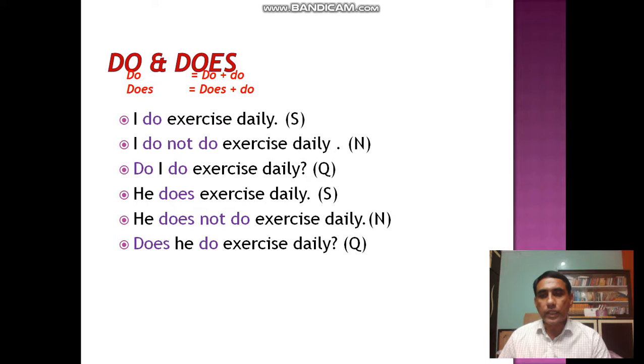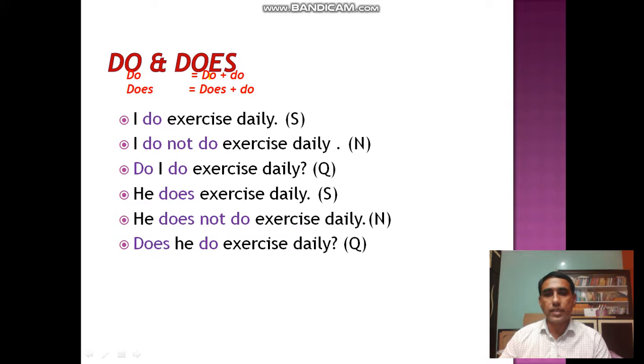Let me give another example. Suppose do and does means if do itself V1, we have already discussed it in primary auxiliaries. All primary auxiliaries act as main verb. Suppose it is V1, then how can we write? If do is V1, then we have to write do plus do. If does is V1, then we have to write does plus do. Okay? So let me give examples.